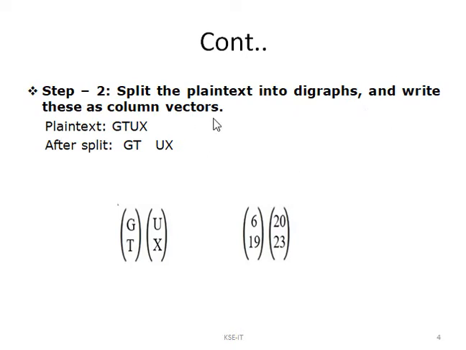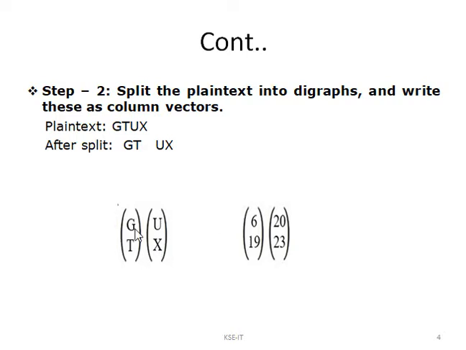The second step is to split the plain text into digraphs and write these as column vectors. Here the plain text is GTUX. After splitting the plain text, you will get two pairs, that is GT and UX. Now I am going to write these two pairs as column vectors like this. After this, write down the equivalent numeric values for these two column vectors.